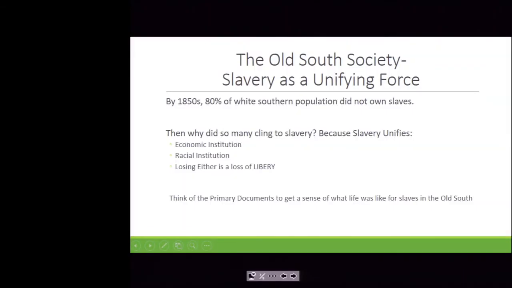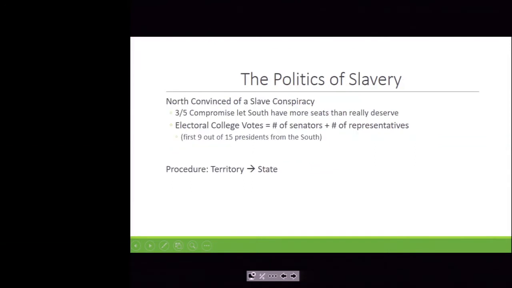So again, leave a space in your notes maybe, or draw some arrows in your notebook. Think about those primary documents that we'll read later in the module to get a sense of what life was like for slaves in the Old South. We'll talk about slaves being sold, families being separated, women being raped, on and on and on. It's a fun topic. Kidding.